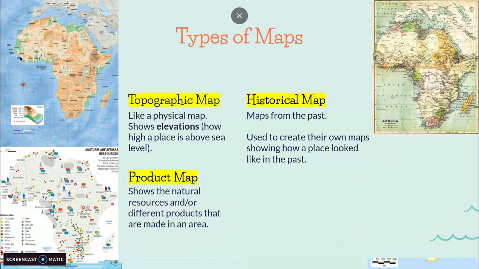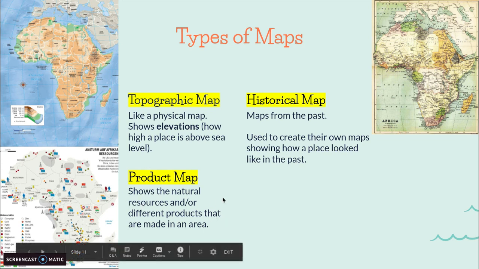If you look at the topographic map of Africa, the darker brown is the highest point above sea level, and the deepest, darkest blue is the lowest point. That's the deepness of the ocean. As you go from dark blue to dark brown, you have the different colors in between. So the higher you go up, the higher the elevation.